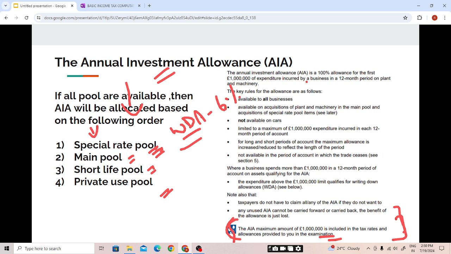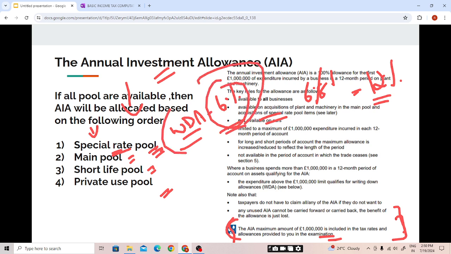Every year you can write down the allowance by 6%, but when coming to main pool, you can write down 12%. We'll be studying this percentage also. So why do we take the special rate pool first? Because the writing down allowance percentage is low. The percentage is low means we will be claiming the allowance value low, but when coming to main pool, it is 12%, so we will be using it, and the allowance will be more.